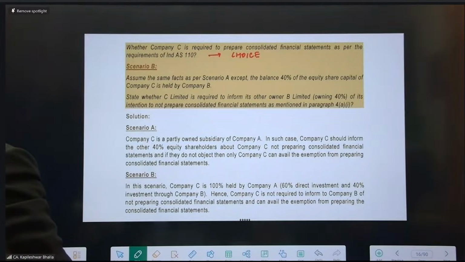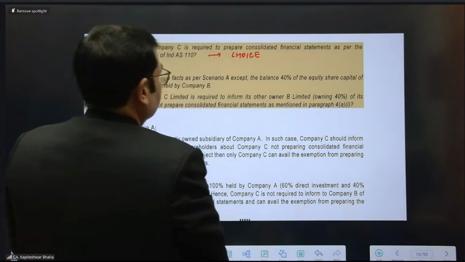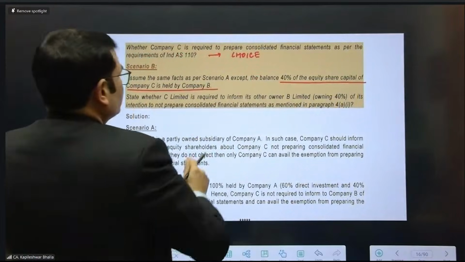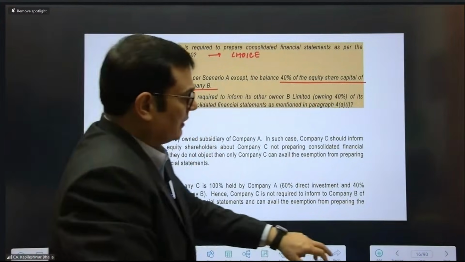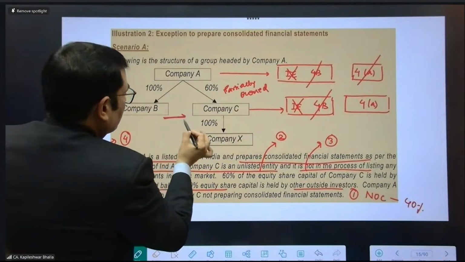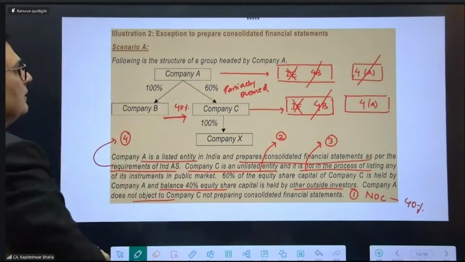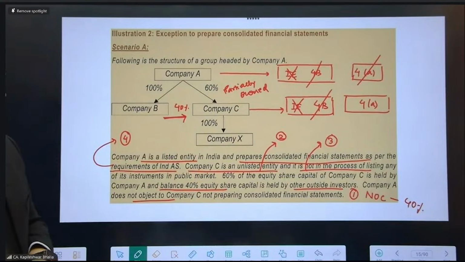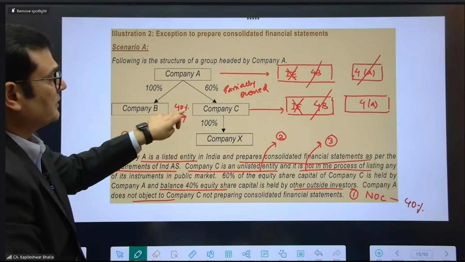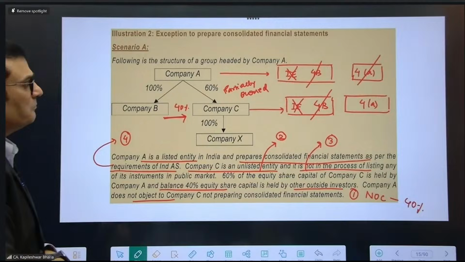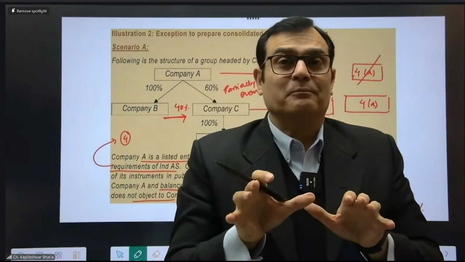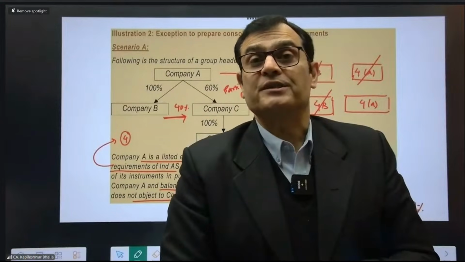It says scenario B. Same facts as per scenario A, except that 40% of the equity share capital of C is held by company B. Now, 40% is held by company B. If this company has a 40% stake in C, do you need an NOC? 60% is with A and 40% is with B. So do you need an NOC from company B? No, that's right. Because company A and company B together have 100% of the shares in the company.